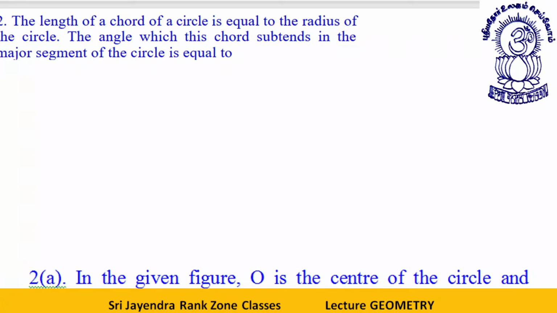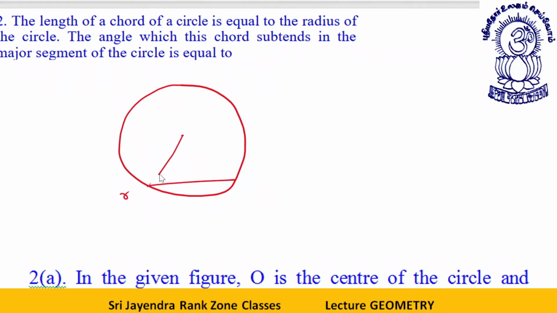The next question we have is: the length of the chord of a circle is equal to the radius of the circle. See, this is the radius. Let's say this is the center, this is the radius, this is again the radius. This is the chord, and the length of this chord is r. Now the angle this chord subtends in the major segment of the circle is what?